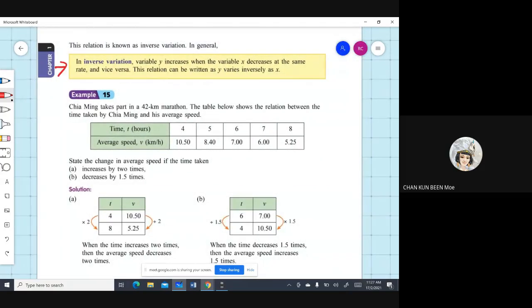So this part is important. In inverse variation, variable y increases when the variable x decreases at the same rate and vice versa. This relation can be written as y varies inversely as x. So we are going to write it down in this form: y varies inversely as x. Okay, so let's look at the example. If you understand this one, I don't have to show you anymore.